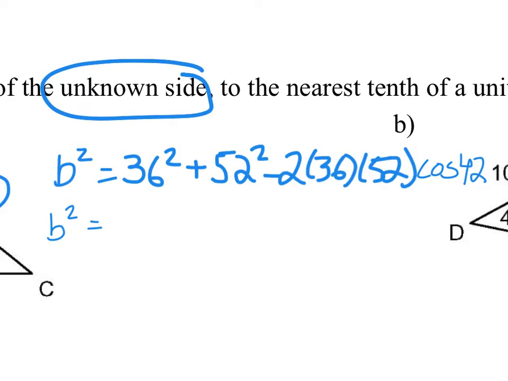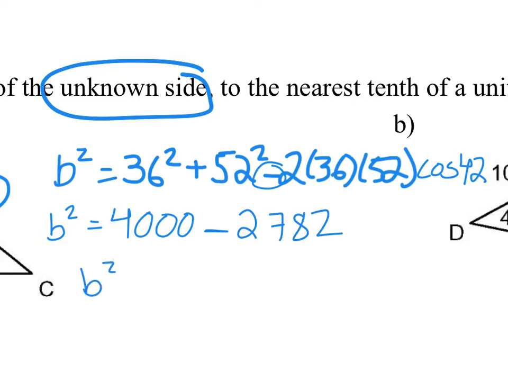But for me, I'm going to do 36 squared plus 52 squared is 4,000. So 4,000 minus 2 times 36 times cos 42. Don't be using inverse or anything like that. And we should get 2,782. So now when we subtract those two, 4,000 minus 2,782 is 1,218. Now, does that seem right?